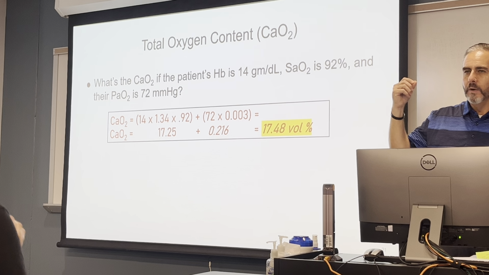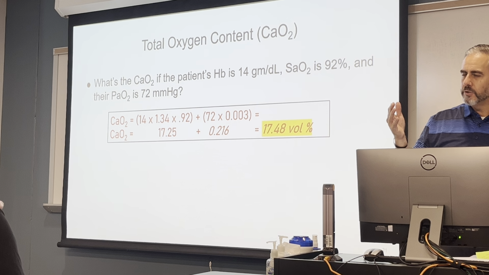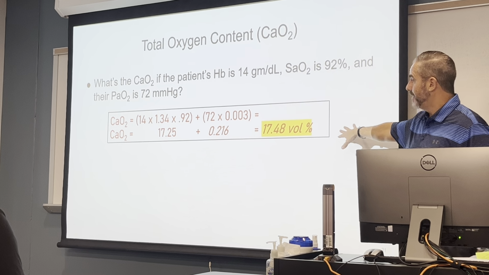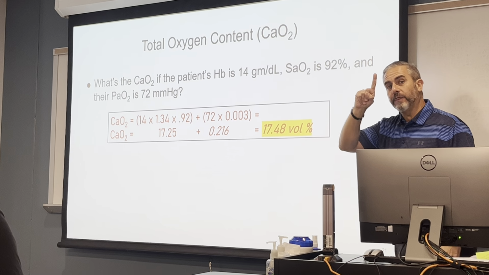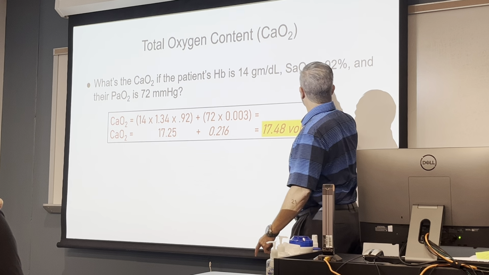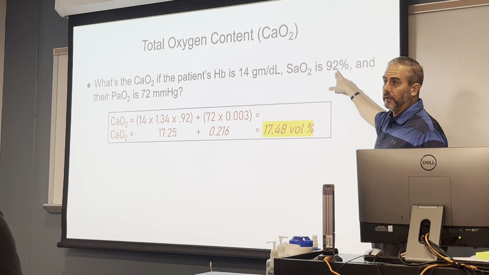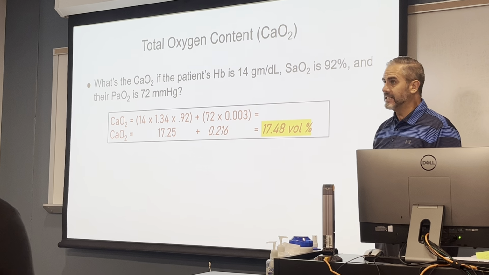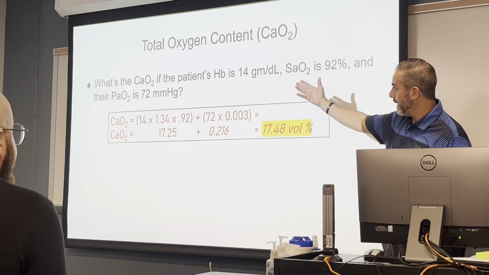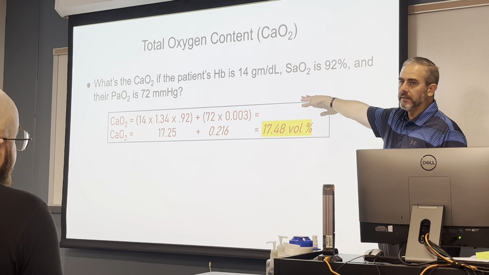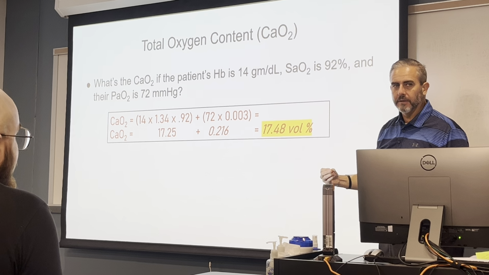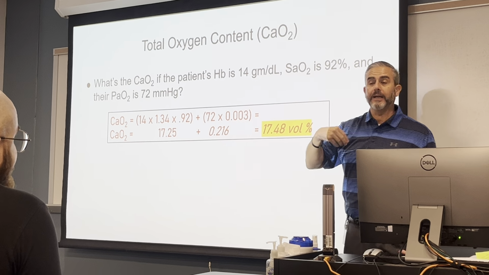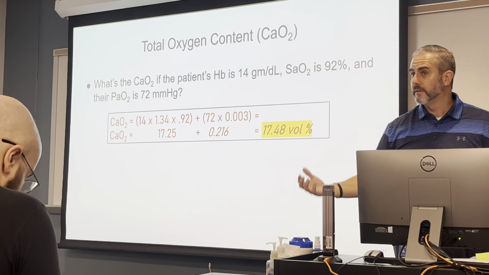But what is considered a normal total oxygen content? The range is 16 to 21. This falls within the range, even though this person's saturation is definitely not normal. It's not horrible, but it's not normal. And their PaO2 is not normal. The low end for PaO2 is 80. It's 72, less than that. However, because this patient had such a good amount of hemoglobin, they're still able to carry enough oxygen to the tissues that need it.